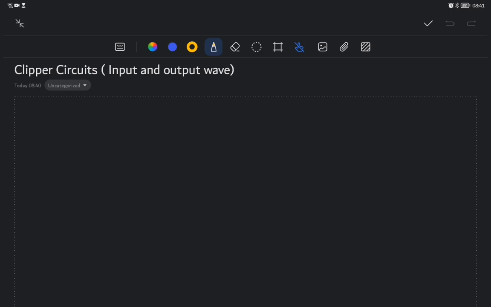So for the first one, we look at the positive clipper, and then the second one, we'll look at the negative clipper. Now we're going to analyze these waves under AC conditions. So you're going to be inserting a sine wave, which is an AC wave in a way. The first one, which is a positive clipper, the circuit which will be given will look like this.